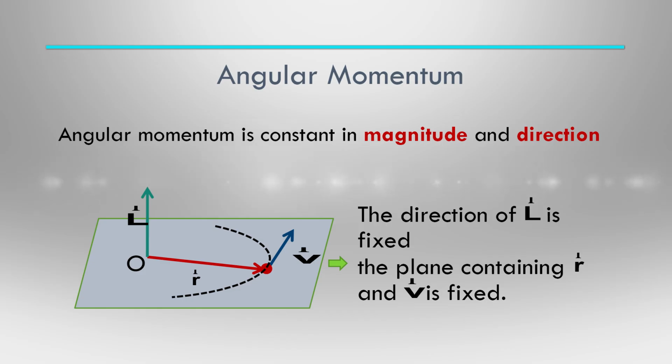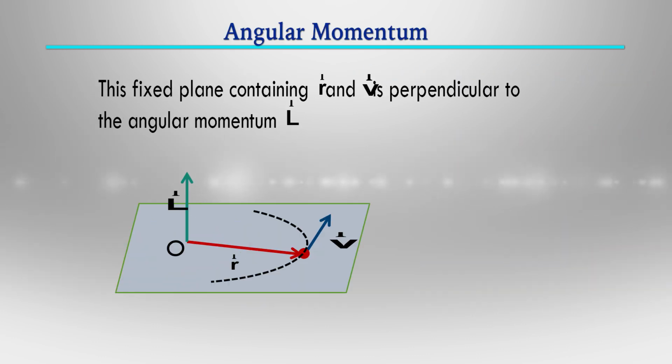That means that because the angular momentum is in a fixed direction, and since it is always perpendicular to the plane containing r and v, the plane containing r and v is fixed. So basically we can say that for a central force, because the angular momentum is a constant of motion, the plane containing r and v is also fixed, and this is at right angles, or perpendicular, to the angular momentum. This is true for any central force and not just a central conservative force.